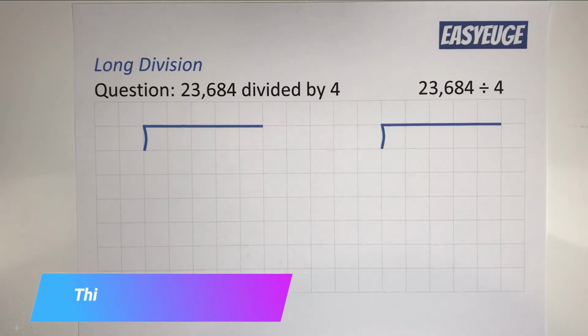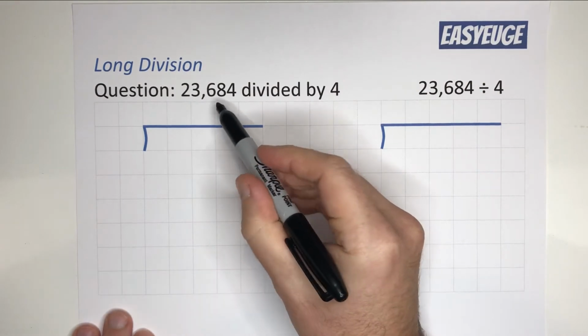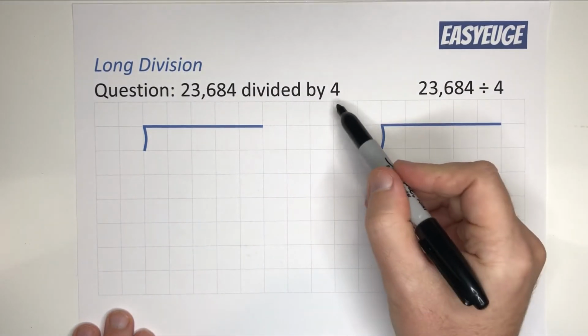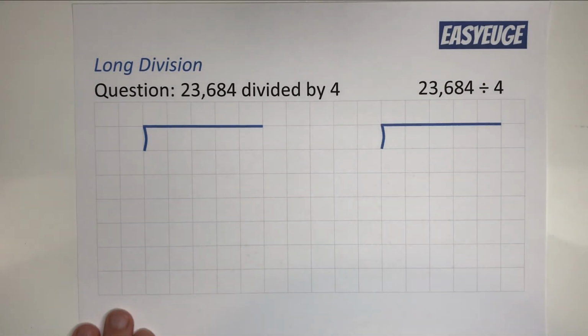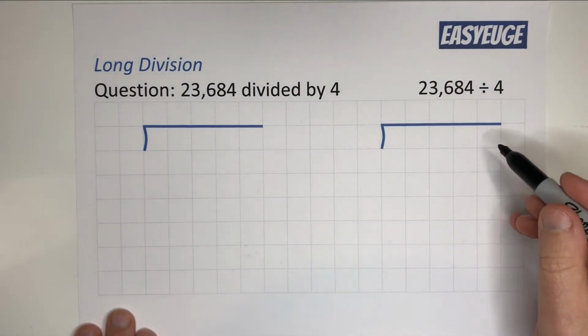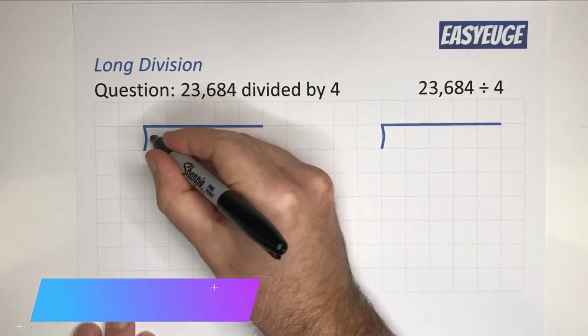The next level would be to take a super big number like 23,684, and we are going to divide it by 4. This is not something that you would learn in your times tables at school. So this is something that we have to work out. So again, I'm going to show you the long division method and also the bus stop division method. Let's get into it.